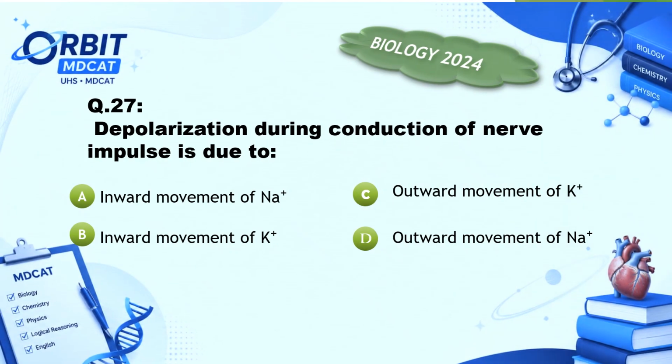Question number 27: depolarization during conduction of nerve impulse is due to A. Inward movement of sodium ion, B. Inward movement of potassium ion, C. Outward movement of potassium ion, D. Outward movement of sodium ion.